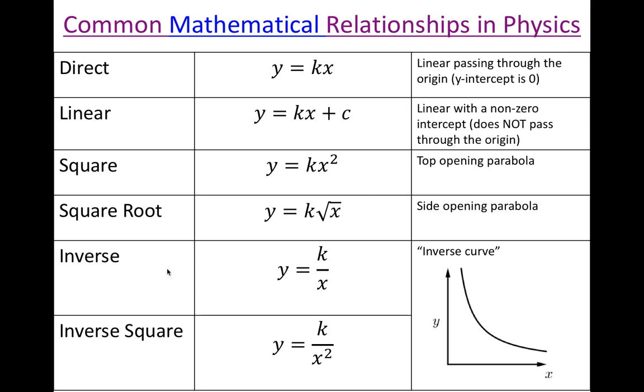This table shows the most common relationships that you're likely to see in physics this year. The leftmost column shows the names of the relationships. The middle column shows the general equations that are associated with each relationship. And the rightmost column describes the shape of the graph that's associated with each relationship. I'll go through each relationship throughout the remainder of this lecture.